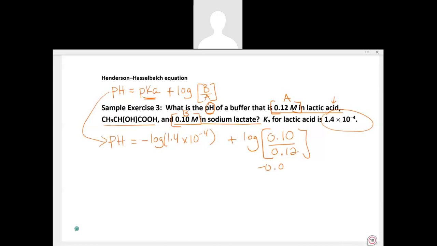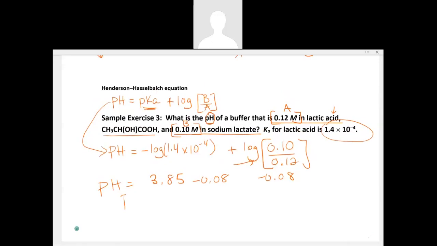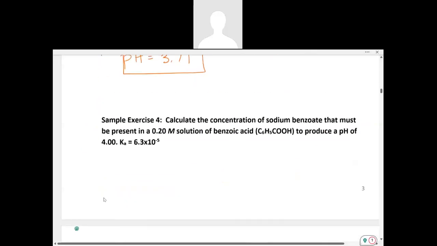We get this value, negative 0.08, when we plug this into the log equation. So we get our rewritten equation. The negative log of Ka gives me about 3.85, and then I add this negative value, so I'm going to subtract 0.08. So the pH of this buffer system with these specific concentrations of my weak acid and its conjugate base is 3.77.